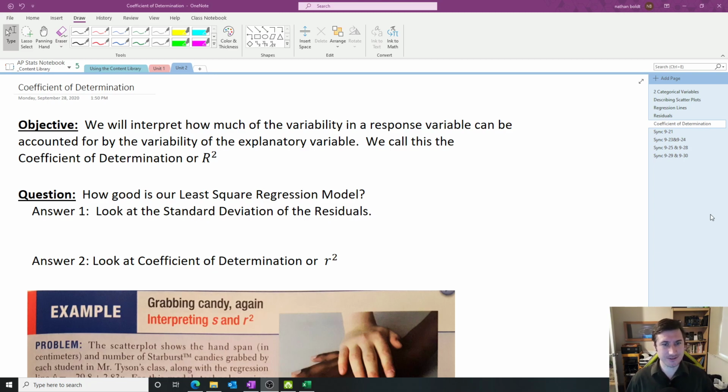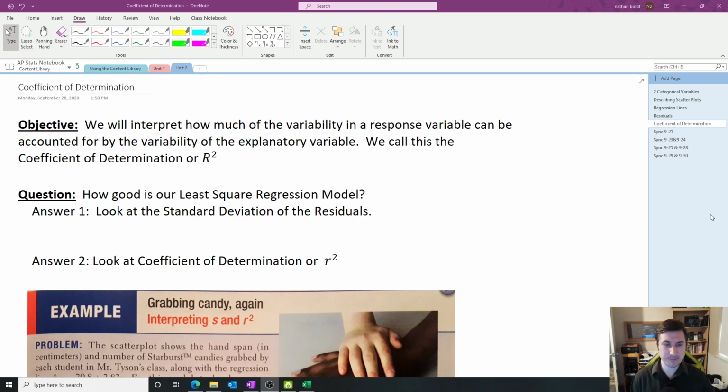All right, so what does this do? This answers our question: how good is our least squares regression model? How good is this model at predicting? So there's two ways to answer this question. One, you look at the standard deviation of the residuals. That's what we did last time. That tells you on average how far away the actual data points are from the regression line. The second way is to look at this coefficient of determination, or R squared.